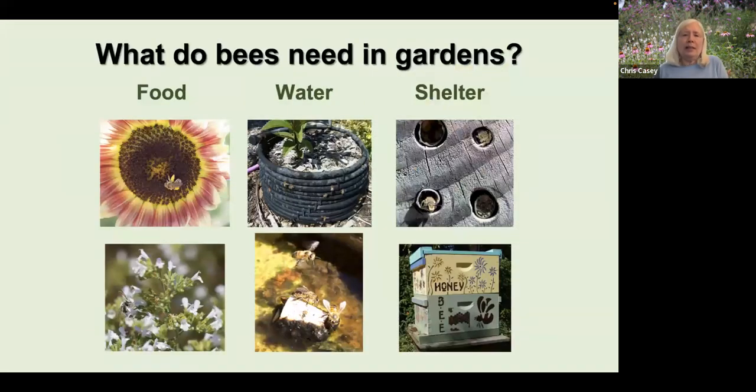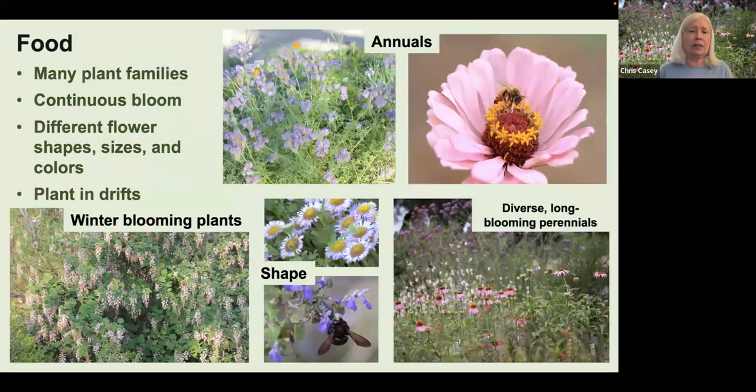So now that we understand a little bit more about bee biology and how they perceive their world, and some of the things we could do in our gardens to accommodate that, let's look more broadly at some of the characteristics that bees need in gardens in order for those gardens to be healthy for bees. Like all animals, bees need food, water, and shelter. We'll take a look at each of these in more detail.